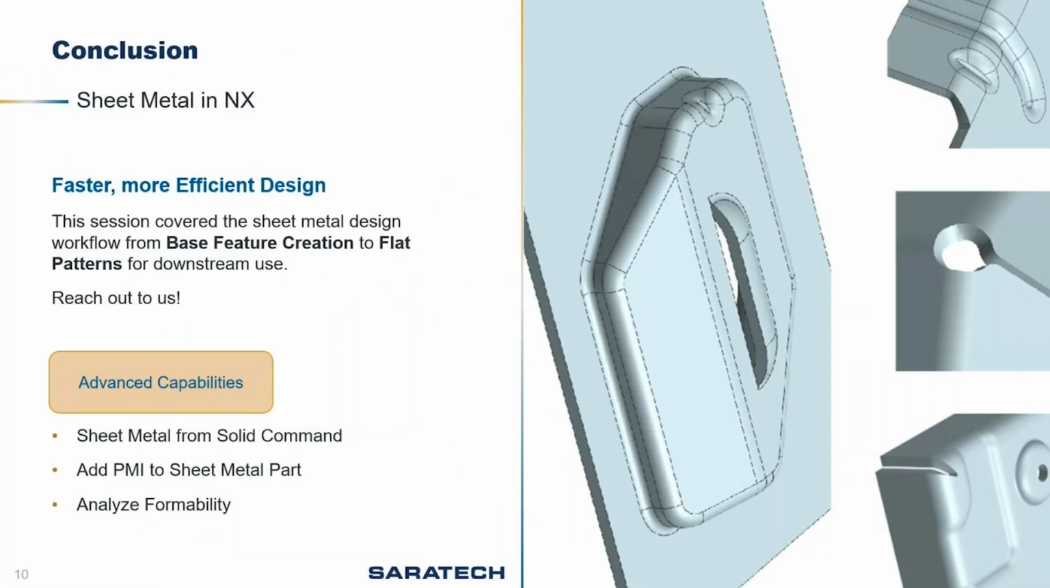So again, NX can provide faster, more efficient design. And this session covered the sheet metal design workflow from the base feature creation to flat patterns for downstream use. So feel free to reach out to us if you need any additional information or want to learn more about streamlining the modeling process for a specific application. And again, some advanced capabilities we didn't cover today, but our sheet metal from the solid command, adding PMI to a sheet metal part, or using analyze formability to see stress and strain as you're bending your sheet metal component.